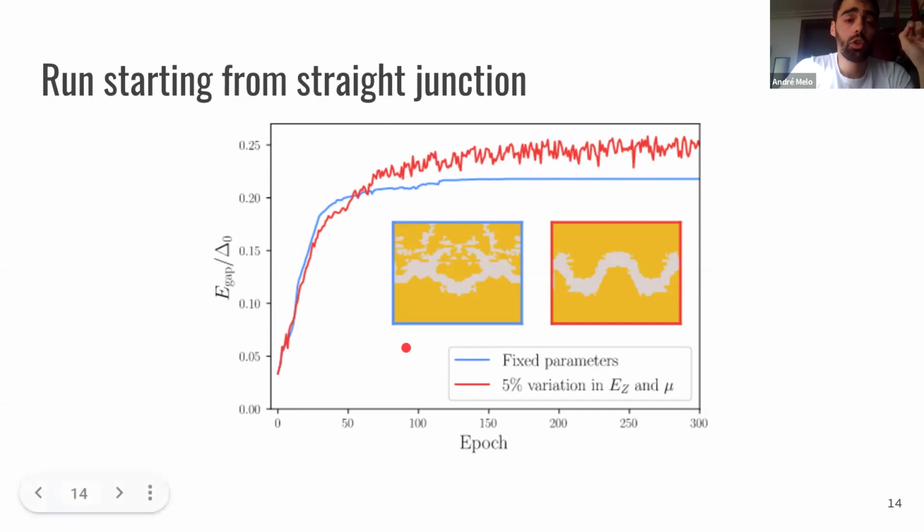The insets show the shapes that we obtain for each run. And you also see that the red shape, or rather the shape for the red curve with parameter variation, is much more reasonable, right? It doesn't have these kind of crazy variations. So that's also a nice byproduct of this parameter oscillation.